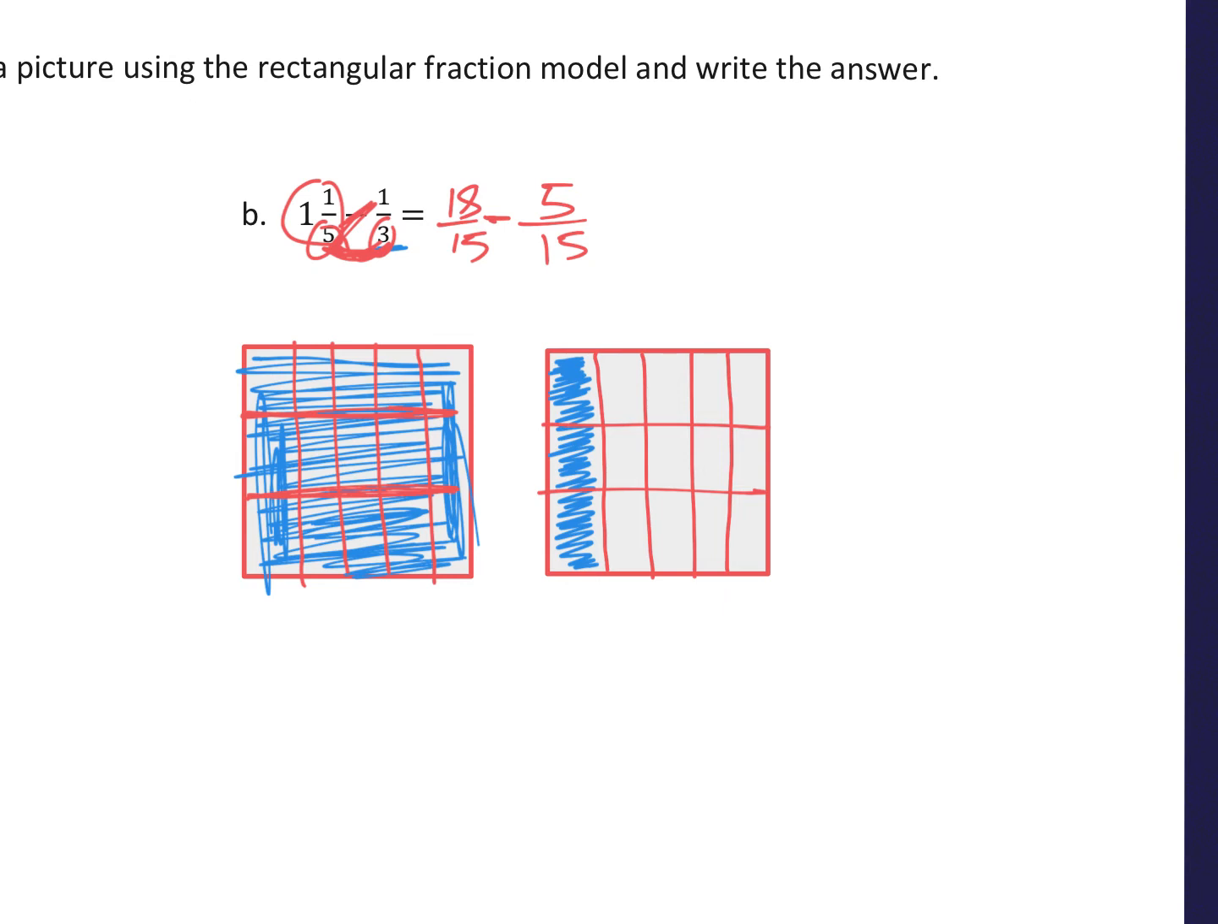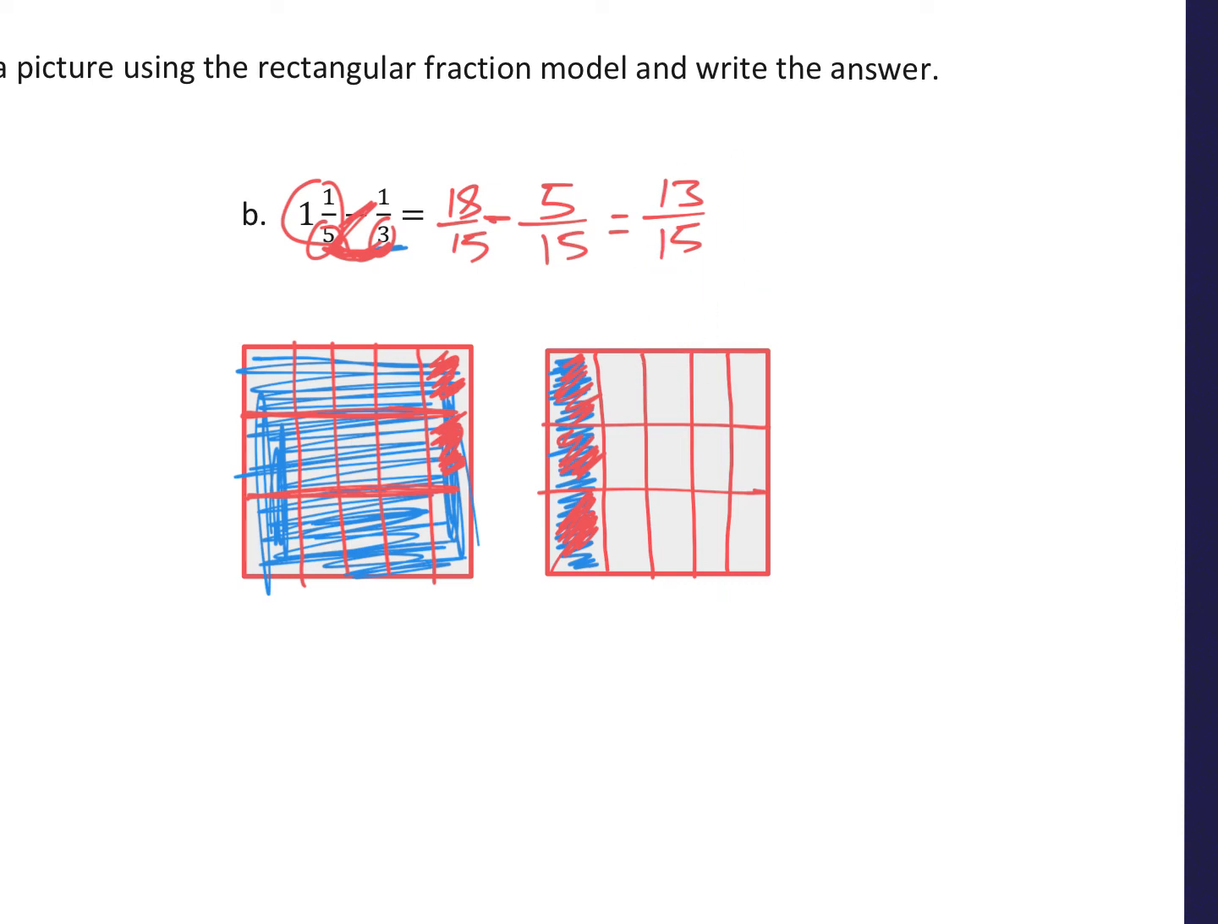So let's come down here and let's scratch these suckers out. Minus 1 15th, 2 15ths, 3 15ths, 4 15ths, and 5 15ths. So what do we have left over? 1, 2, 3, 4, 5, 6, 7, 8, 9, 10, 11, 12, 13. So we have 13 15ths left over. And I can't simplify this because 13 is a prime number, and so it's not going to simplify anymore.